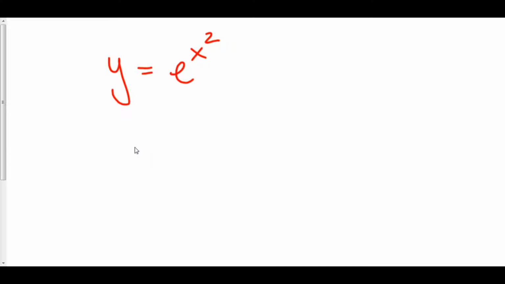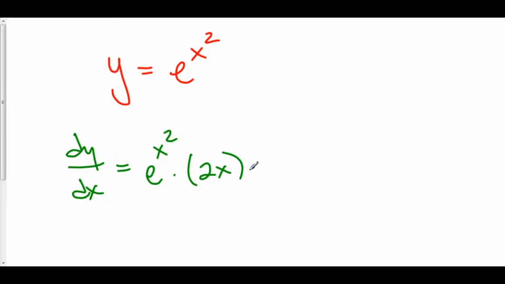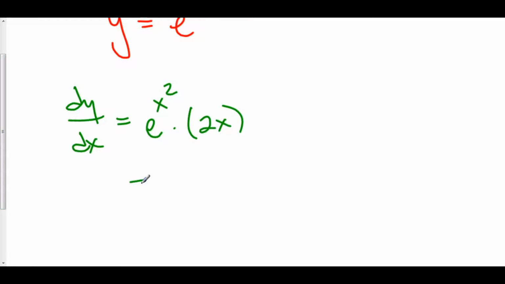y equals e to the x squared. Well, let's first take the derivative. So dy over dx, we have to use chain rule here. e to the stuff. The derivative of e to the stuff is e to the stuff times the derivative of the stuff, and the derivative of x squared is 2x. So our derivative, we can clean it up, is equal to 2x e to the x squared. Let's set this equal to 0.